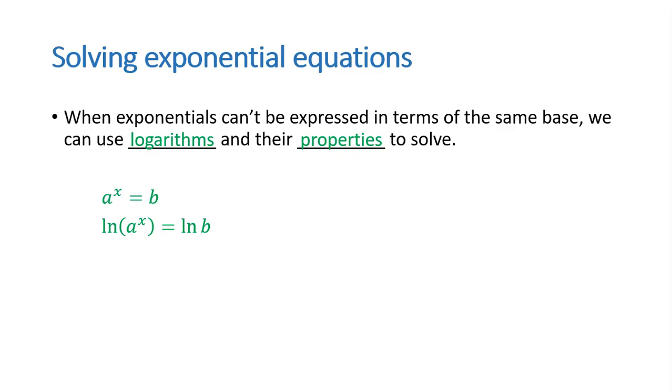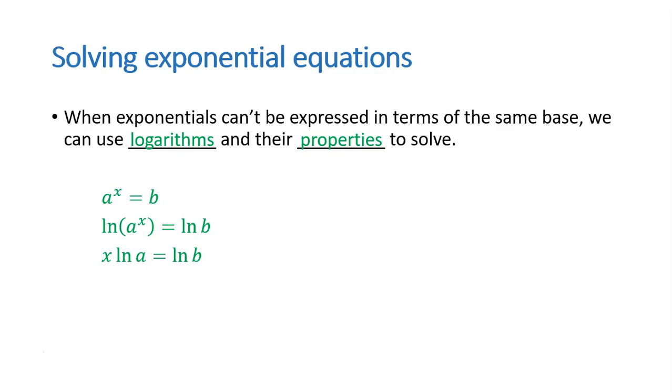So even though natural log and a are probably not related, and they don't necessarily individually cancel each other out, that power rule is still useful here. So x is what we're trying to solve for, and the power rule tells us we can take x out front, and then it's outside of the logarithm.